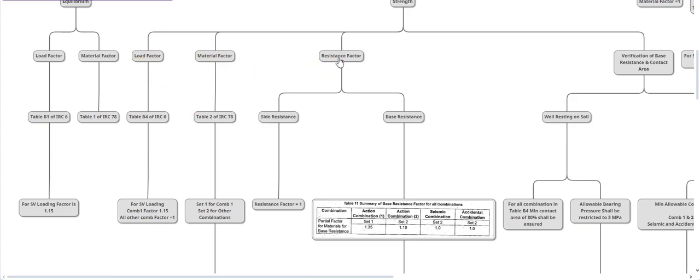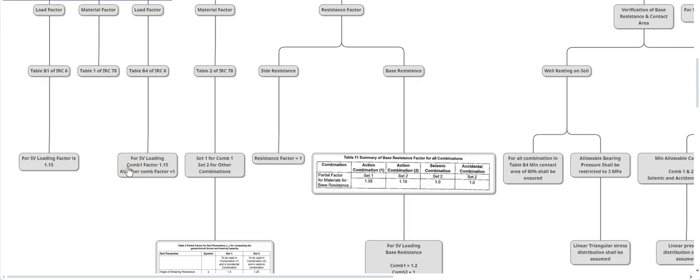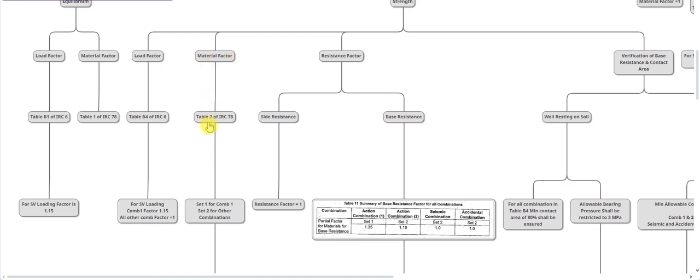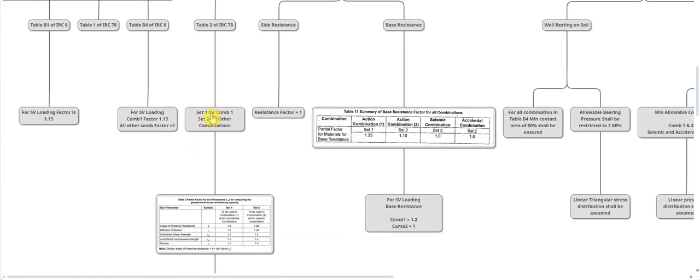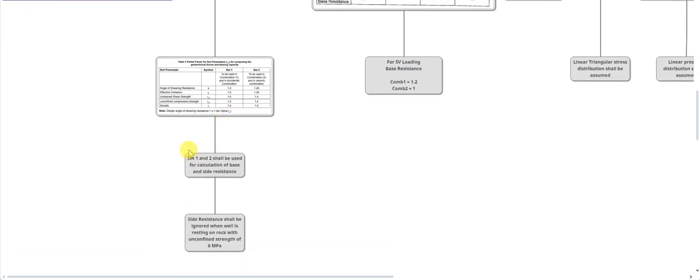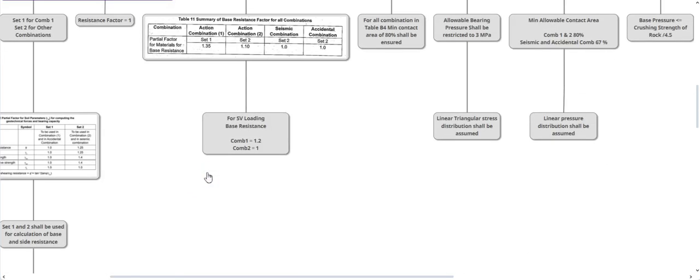In case of strength, there again we need to take care of three factors: load factor, material factor and the resistance factor. The load factor we shall refer to the table B4 of IRC 6, and for SV loading, the combination 1, the factor for SV loading shall be taken as 1.15, and for all other combinations, factor shall be taken as 1. In case of material, we shall refer to the table 2 of IRC 78. The set 1 factor shall be used for combination 1 and set 2 for all other combinations.